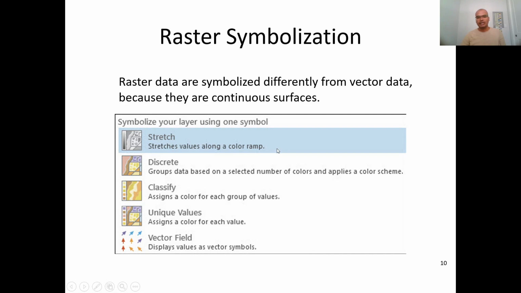Now if I have data and I want to show each pixel in a unique manner, then you can assign a color for each pixel so that you are able to differentiate all the pixels using the unique values approach. Sometimes you can use a vector field also over raster data. Just create vector graphics over your raster data, like arrows or direction of flow, etc. And you can show.